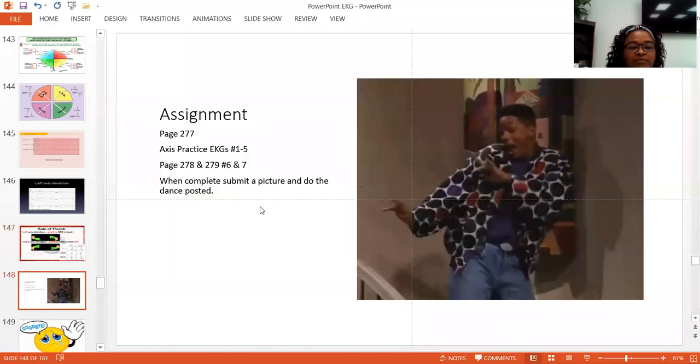Now for your assignment, on page 277, you're going to do the axis practice for the EKG, numbers 1 through 5. And then on pages 278 and 279, do numbers 6 and 7. And when you're done, submit your picture and then do the Will Smith dance.